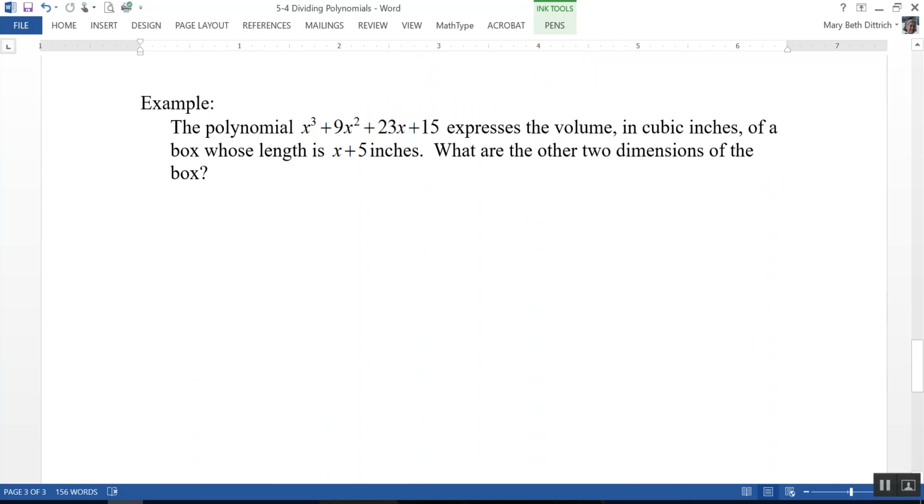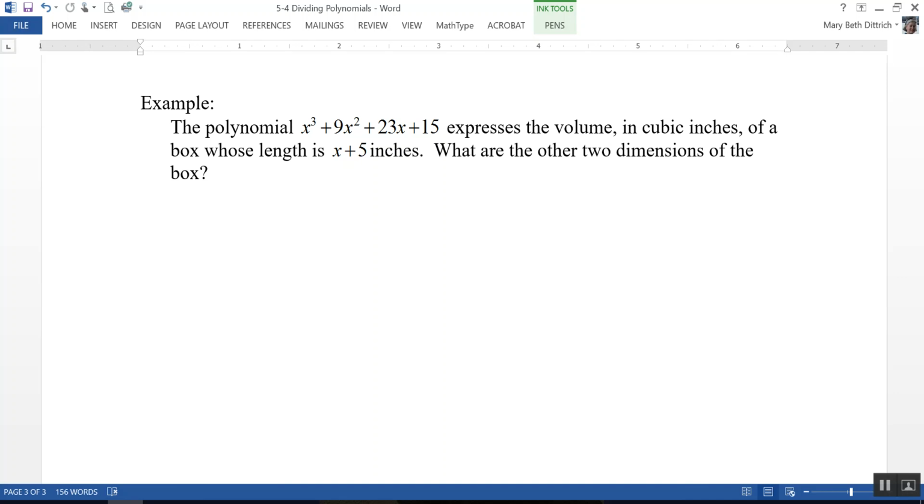Here's an example, a word problem. The polynomial x cubed plus 9x squared plus 23x plus 15 expresses the volume in cubic inches of a box whose length is the binomial x plus 5 inches. What are the other two dimensions of the box? And you'll recall that the volume of a box is length times width times height. So we have one dimension, the length, which is x plus 5. I need to figure out what are the other two dimensions.